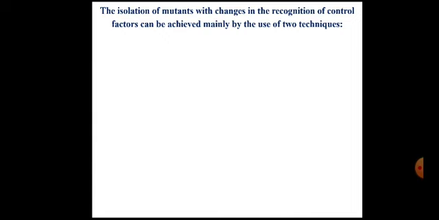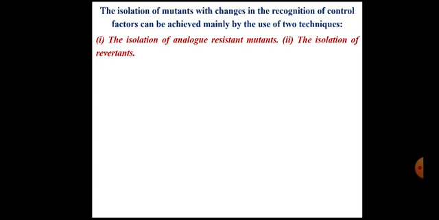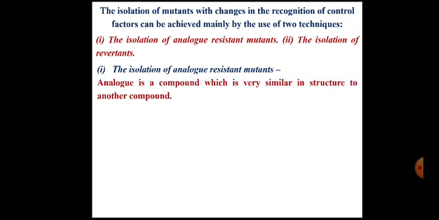So the isolation of mutants with changes in the recognition of control factors can be achieved by two types of techniques. First one is the isolation of analog resistant mutants, and second one is isolation of revertant mutants. Isolation of analog resistant mutants. Let us understand what this analog is. An analog is a compound which is very similar in structure to another compound. Another compound means a microbial metabolite.